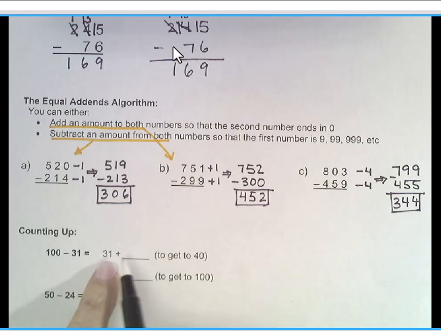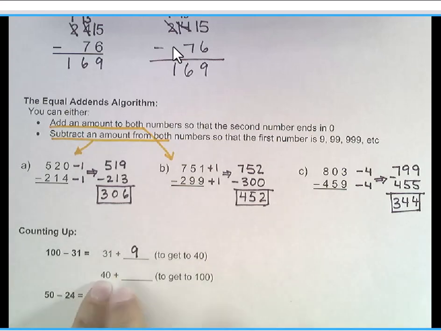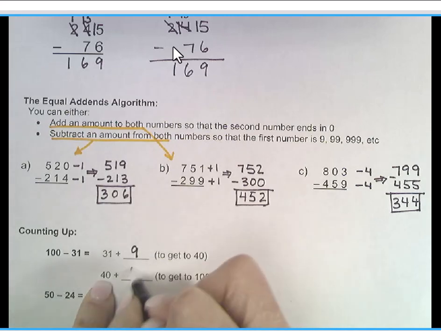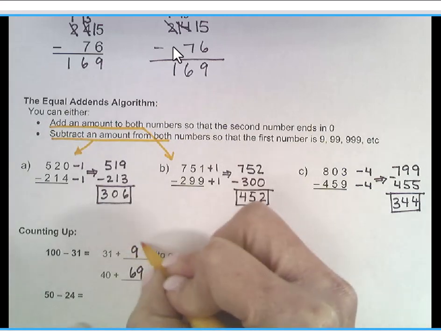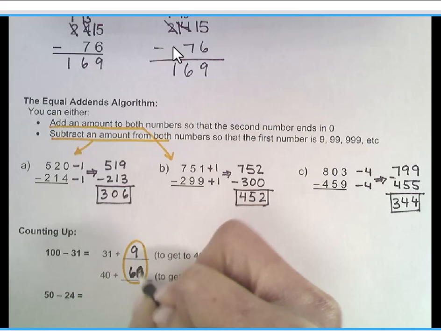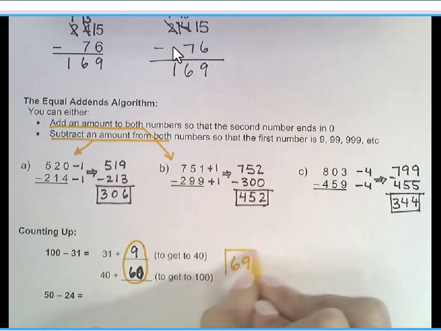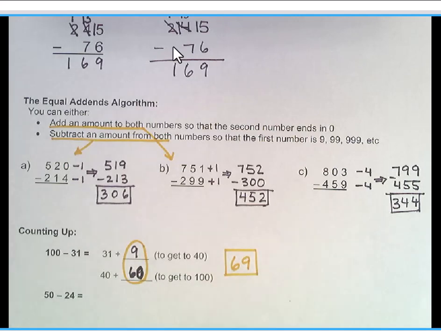So if I wanted to get from 31 to the next nice number that ends in a 0, like 40, I would add 9. And then that would put me up to 40. And then what would I have to add to 40 to get 100? 60. Sorry, my brain jumped ahead. 60 plus 40 is 100. And then when you add those together, you get 69. So you'd add 9 to get up to 40, and then you'd add 60 to get up to 100, because you're trying to get up to 100 from 31. So this is very like missing addend, because we're turning it into addition.